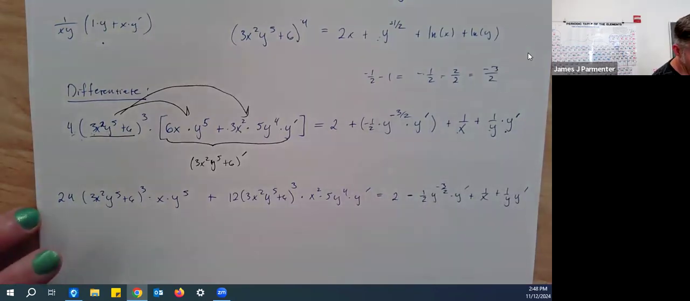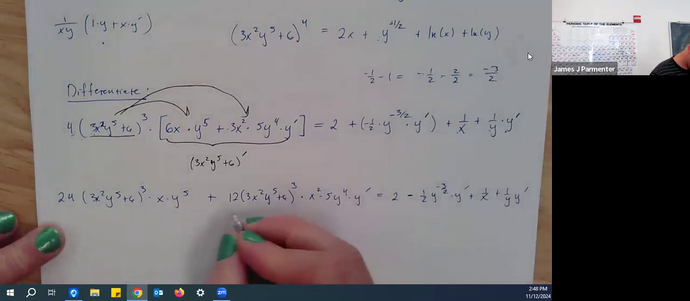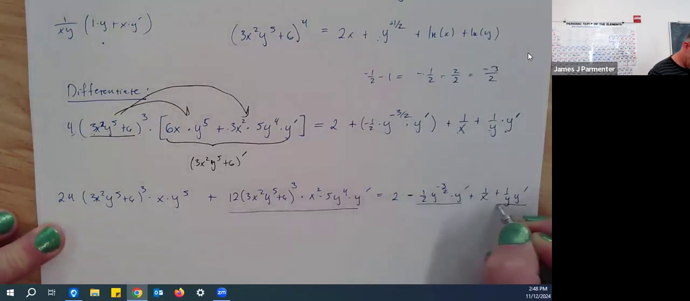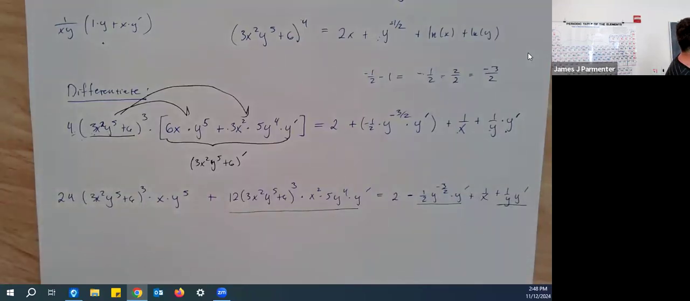Goodness gracious. Okay. Here and here and here are all the terms that have a y prime. So all those terms have to go on one side, all the other terms have to go on the other side.